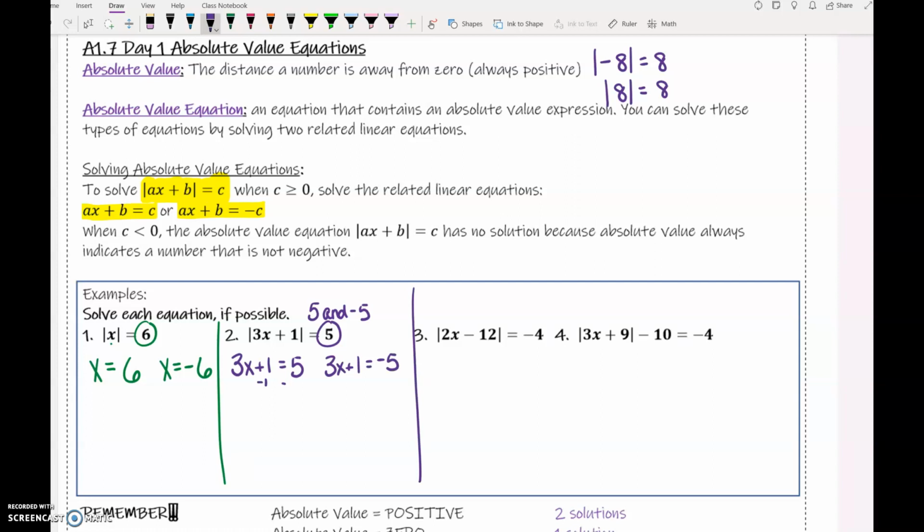So I would subtract 1, and then divide by 3. One of my answers is 4/3. Subtract 1. Divide by 3. My other answer is -2.